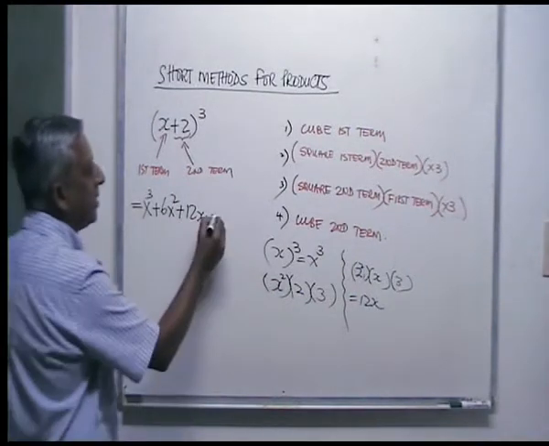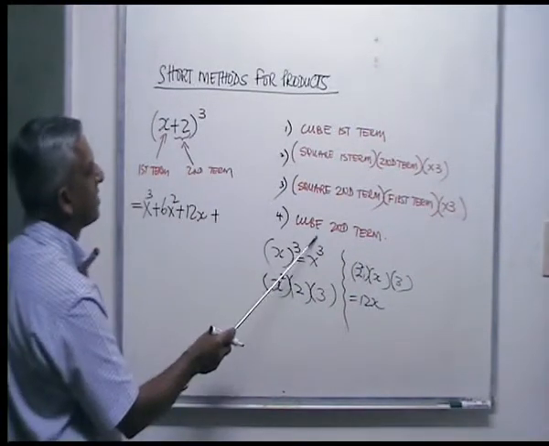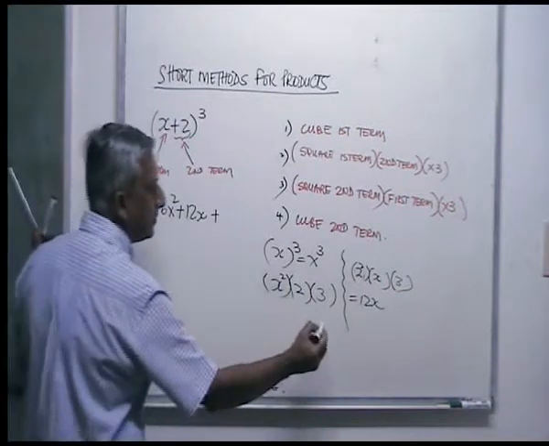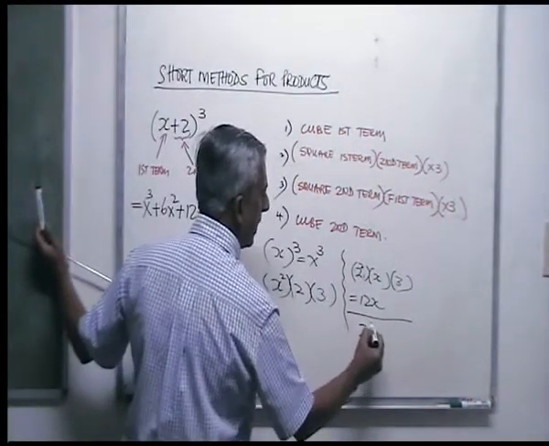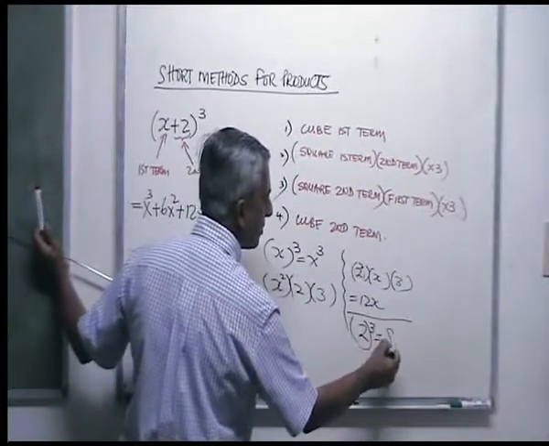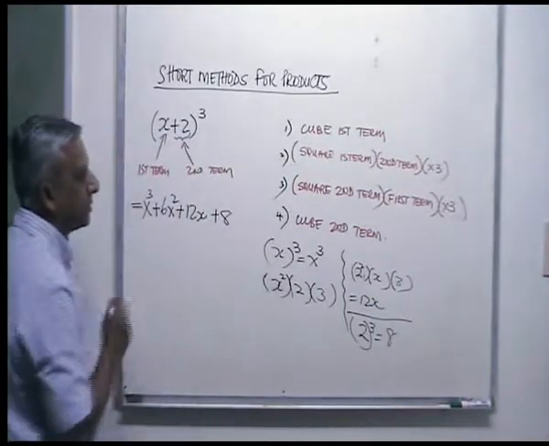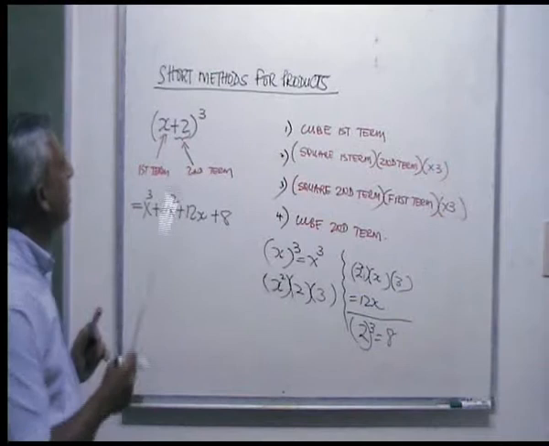And finally, you've got to cube the second term. So you're going to take 2 and you're going to cube it. And that gives you 8. Alright? So that's how you got that answer.